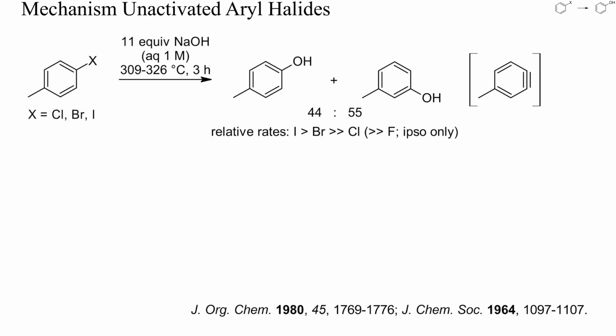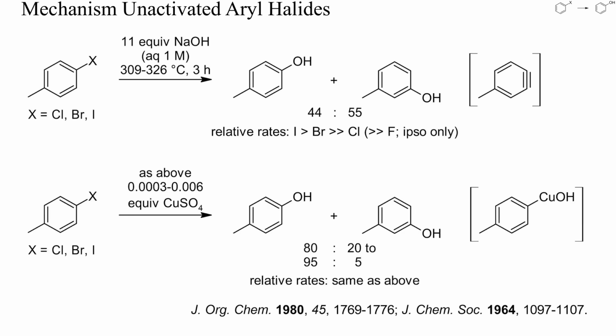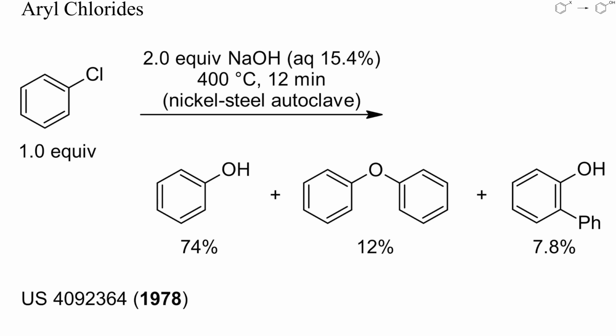To prevent any metal catalysis, these reactions were conducted in a glass autoclave. When trace amounts of copper sulfate were added, substitution proceeded faster and ipso substitution became the main reaction path. The relative substitution rates of the 4 halogens remained the same, though. Let's check some specific preparations. First uncatalyzed substitutions and then catalyzed ones.